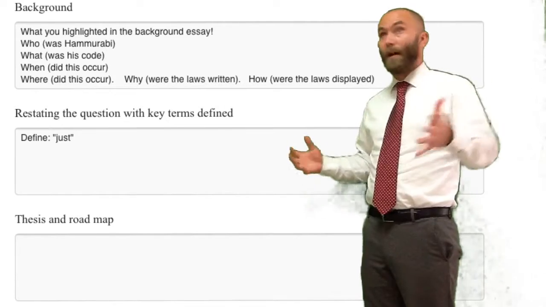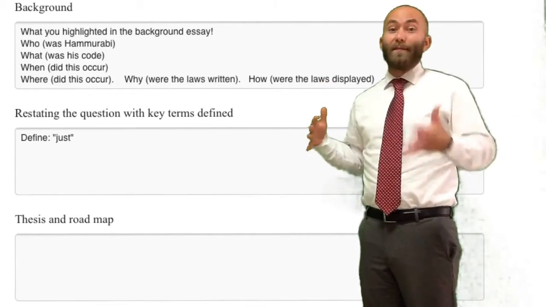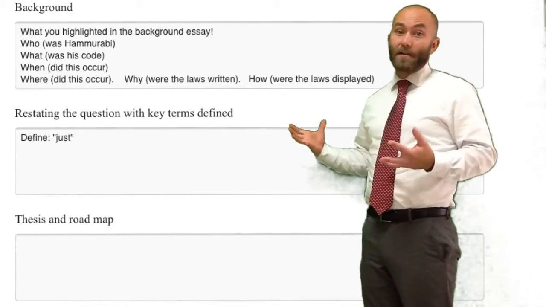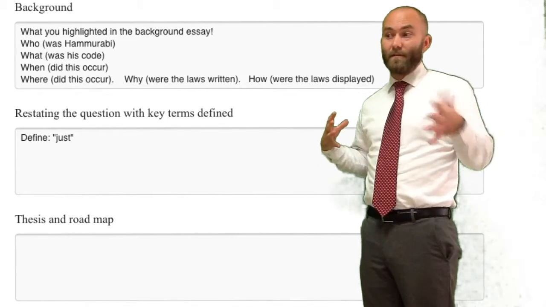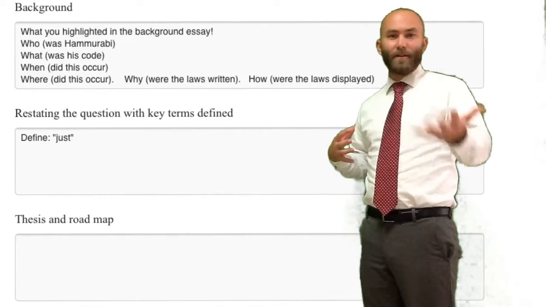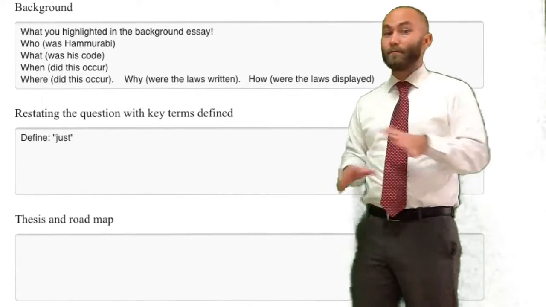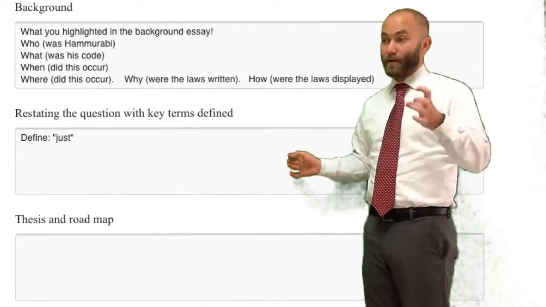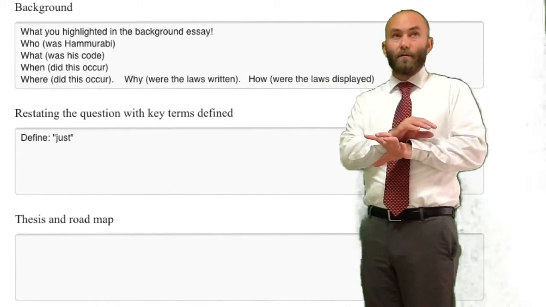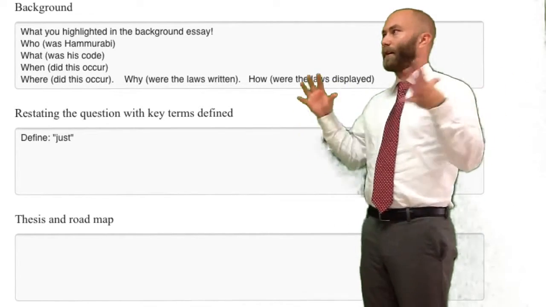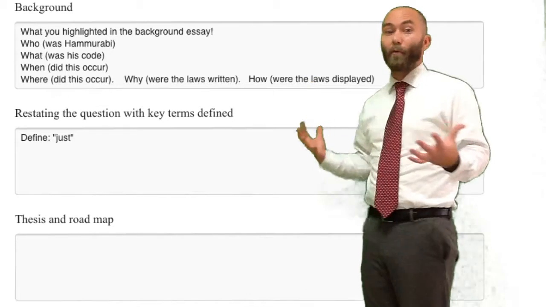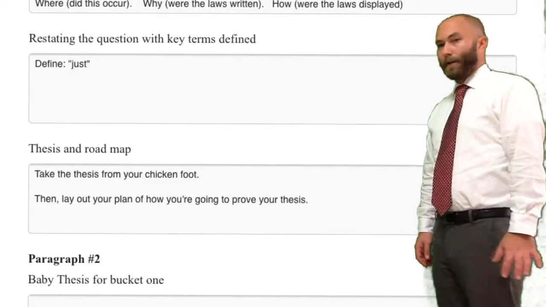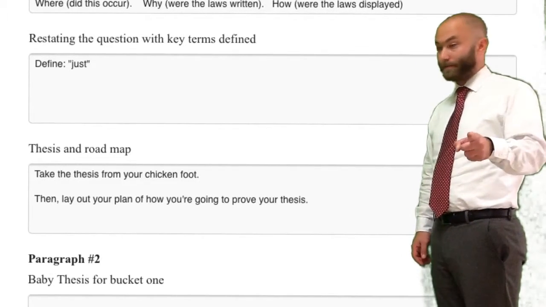So you could just say, many people wonder if Hammurabi's code was just or not. Just means to be fair, and a code is a set of laws. And that could be it. So that could be your restating. You would just want to let the reader know that there's some controversy that surrounds this idea of Hammurabi and his code. All right, important part.